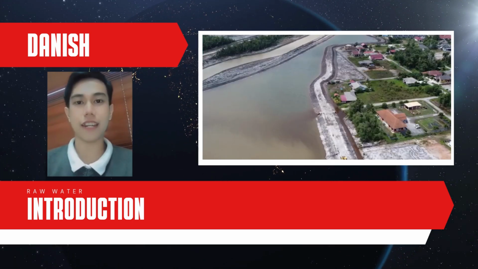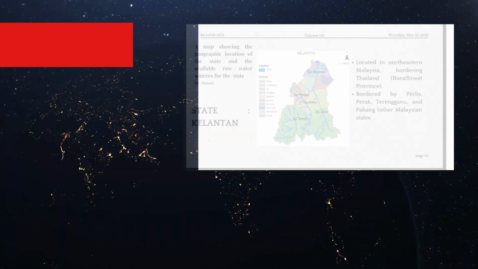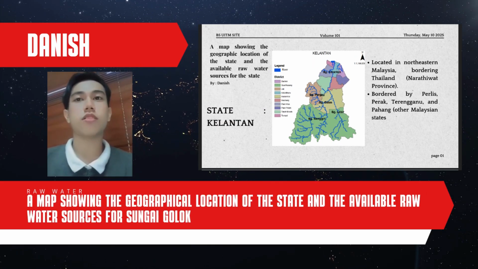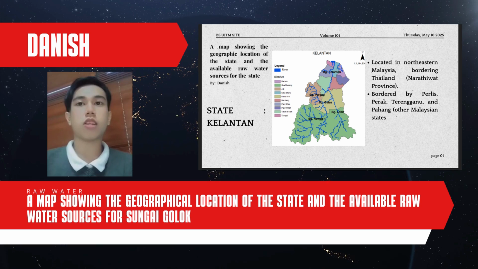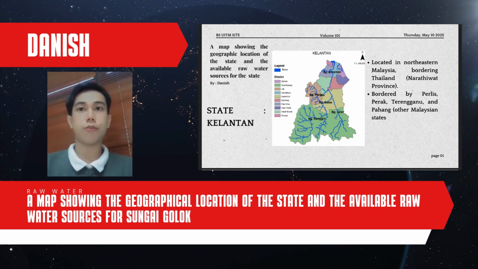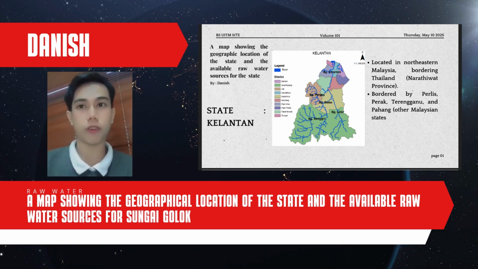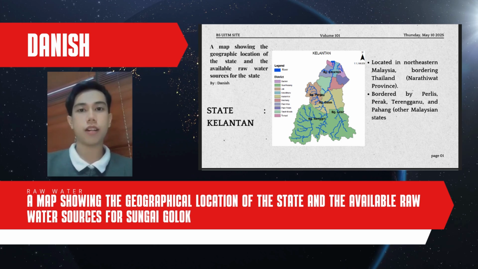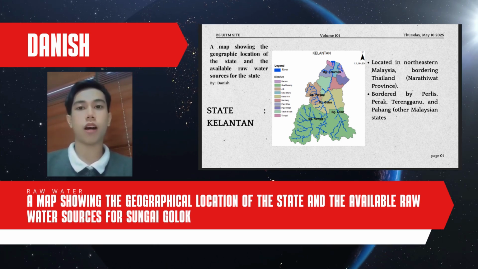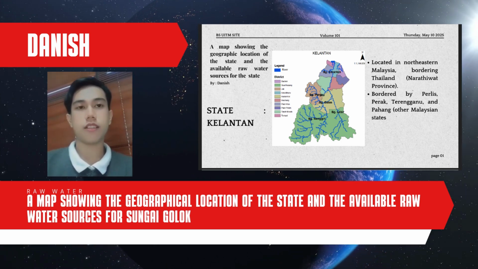Today our group is going to do a presentation on how the water treatment process is carried out in one of the states in Malaysia. The state that we chose is Kelantan. It is located in northeastern Malaysia, bordering Thailand's Narathiwat province, and bordered by Perlis, Perak, Terengganu, and Pahang, which are the other Malaysian states.